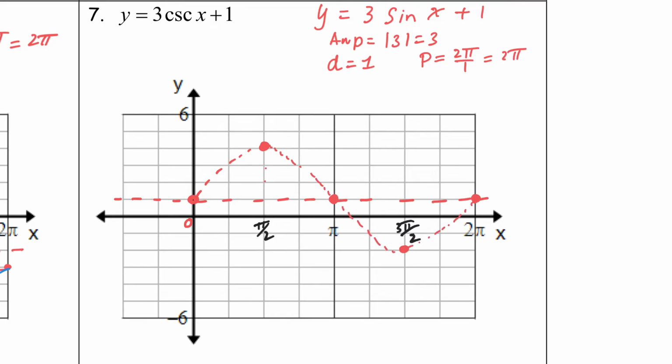And wherever it crosses the midline, we know that's going to be an asymptote. Not the x-axis, where it crosses the midline. And remember that we are going to have a parabola. And then we also have a parabola. And this is cosecant.